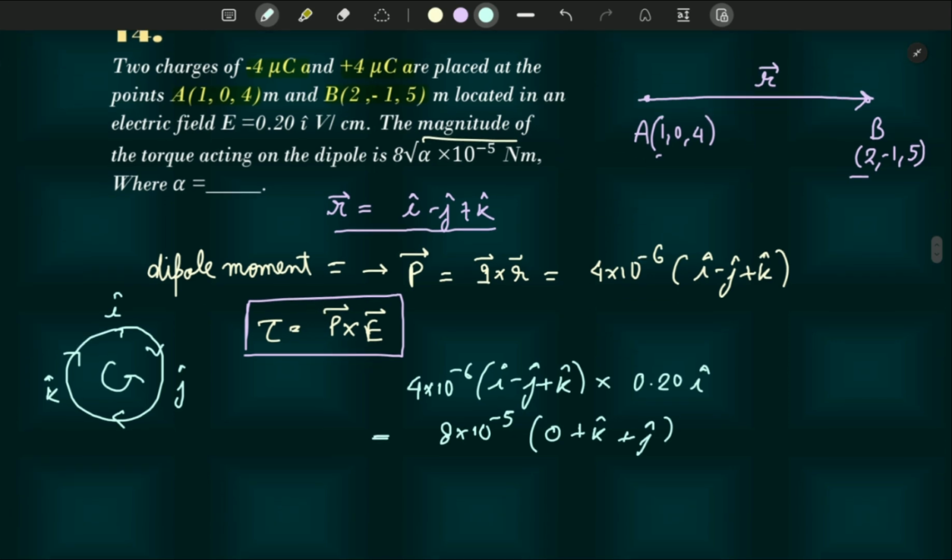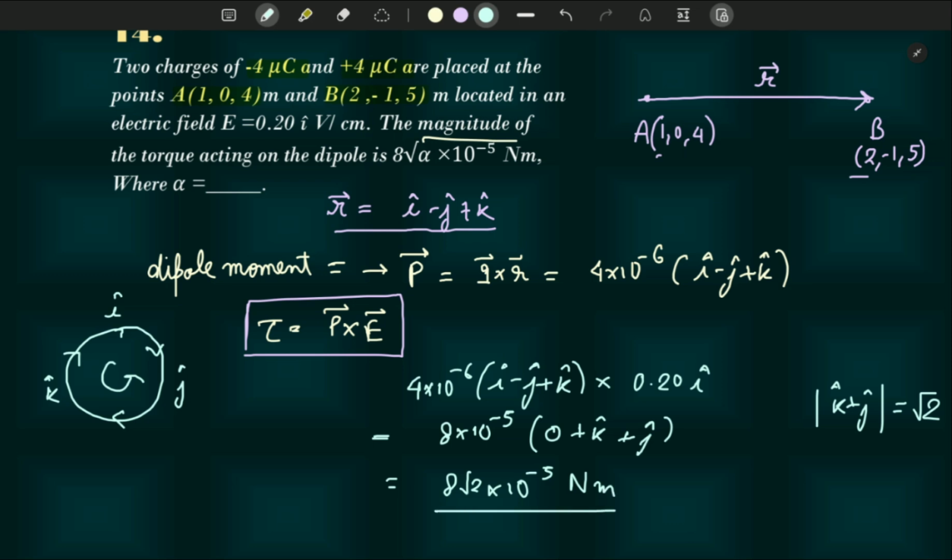I need to find the magnitude of this. So magnitude of k cap plus j cap, these are unit vectors, so magnitude is root 2. So I will get 8 root 2 into 10 to the power minus 5 Newton meter. This is torque. And in the given question, it is said that 8 root A into 10 to the power minus 5 Newton meter. So comparing, I can see that A is 2. So value of A is 2. This is the correct answer to our question.